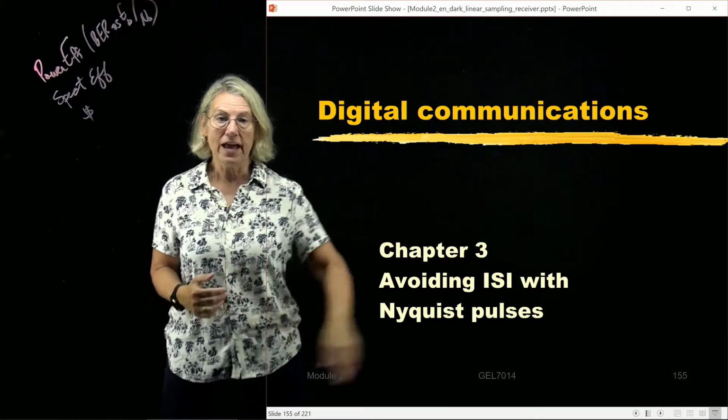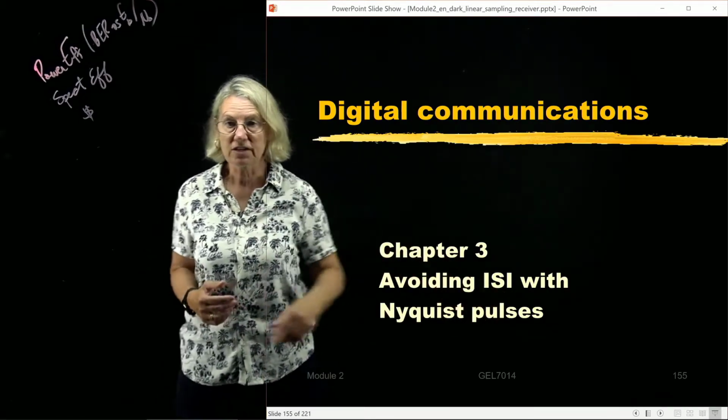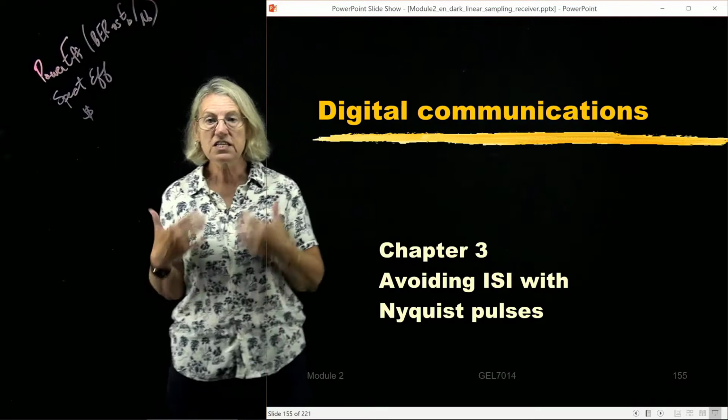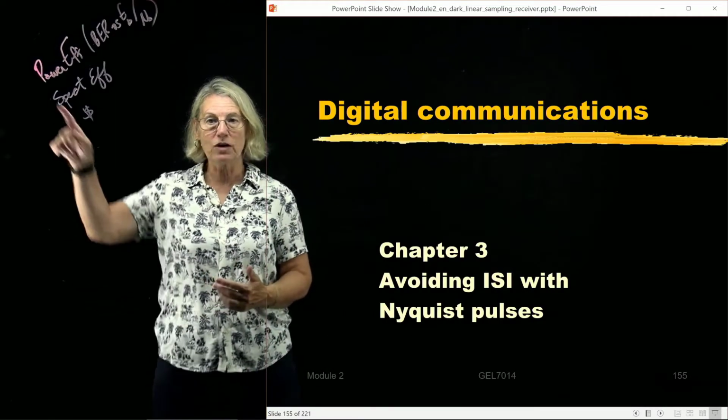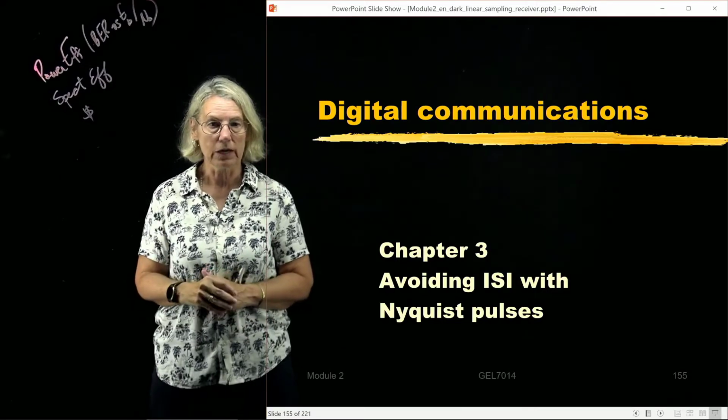Because what happens if we have intersymbol interference? We've talked about that already. What if this impairment comes up because we have non-ideal conditions? Then maybe we're not getting the power efficiency that we think we are.